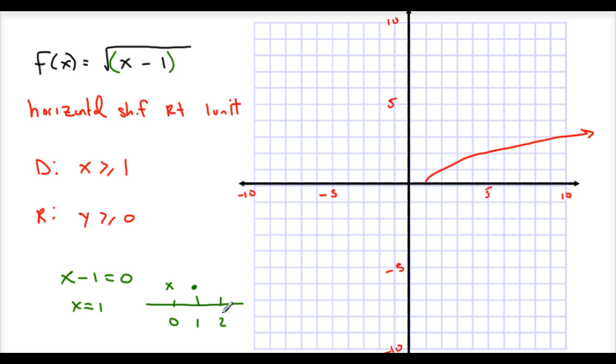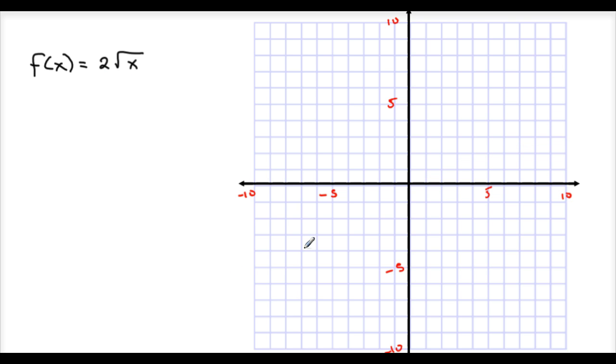What if I go to the right of 1? What's 2? It's 2 minus 1. So this side works, which is why I want my domain to be x is greater than or equal to 1. Okay, so here's the next function.